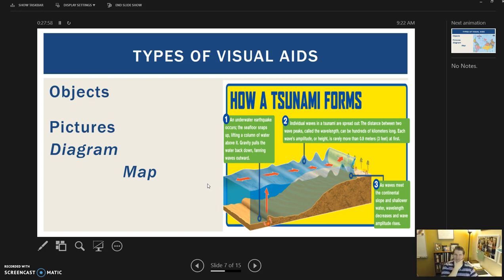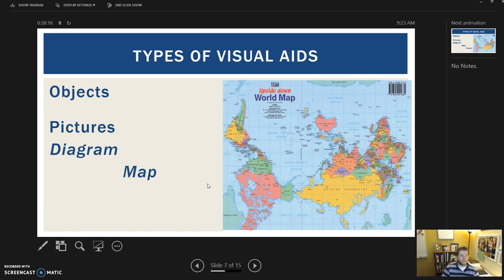If you're talking about a location somewhere, like in my speech on tsunamis, I could actually find a map and say, so take a look at this map. You can see the occurrences of tsunamis over the last however many years it was on the map. Okay? So one of the things that I did in preparing this is I just looked for a map, and I came across this upside down map of the world.